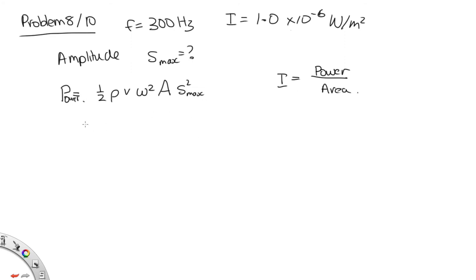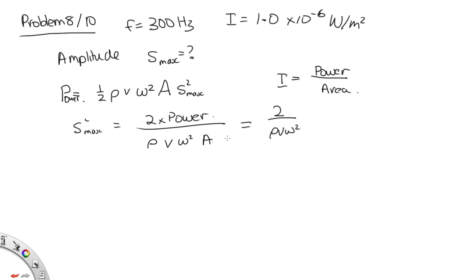Okay, so rearranging this one, we've got S max squared is equal to 2 times the power over rho v omega squared A. So this is 2 over rho v omega squared. Now power over area is equal to the intensity, so times the intensity. So now what we can do is we can substitute numbers in.